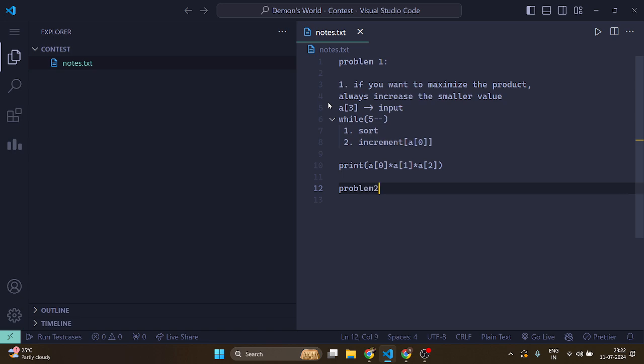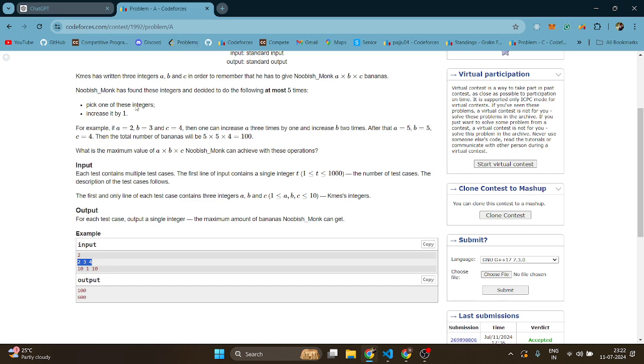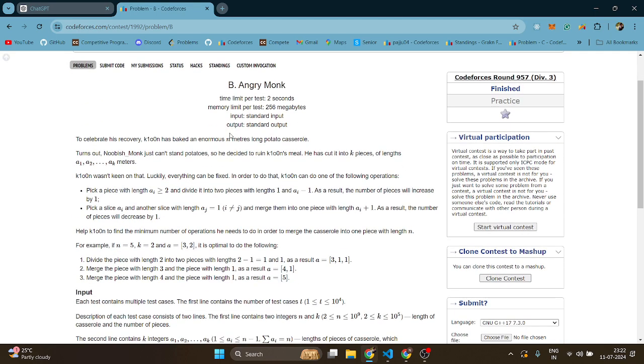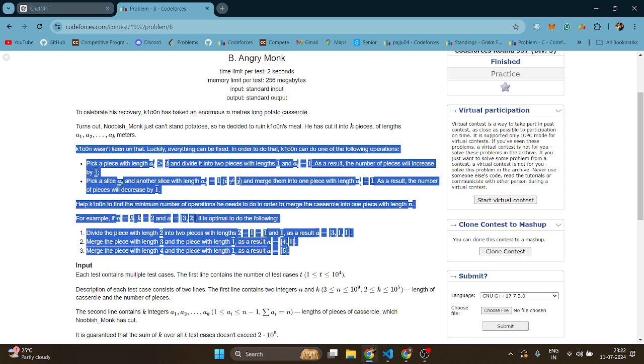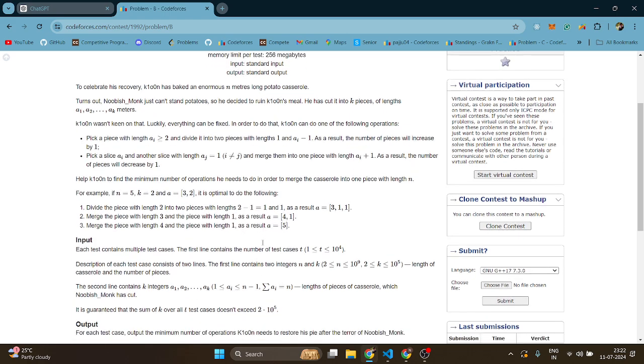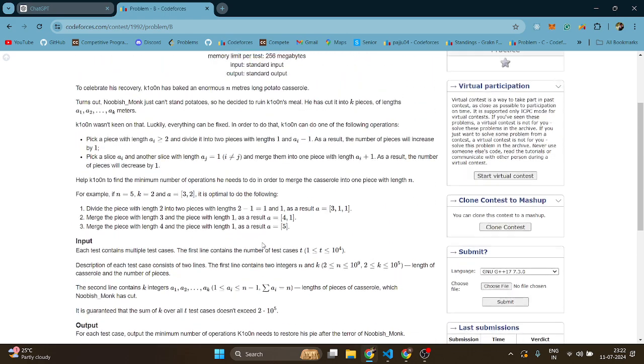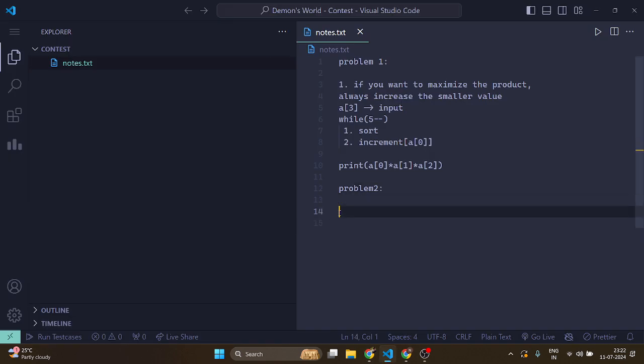Problem number 2. Okay, so what does this problem say? Let's move on to the second problem page. Okay, this problem was also very easy. I don't want to go on reading the problem. I hope you have read the problem already. I'll just explain the problem in short. So you're given an array. So you're given some elements.